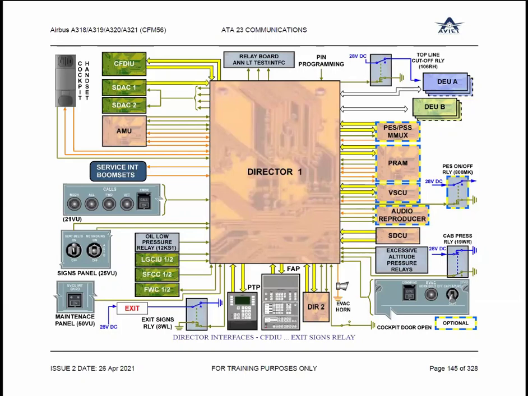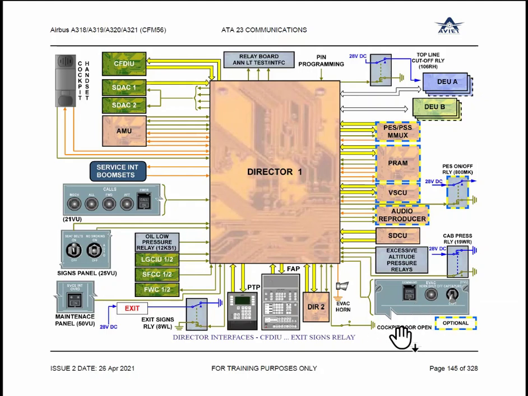Sir, the exit signs relay, have we discussed about it? Exit sign, this is the relay. Yes, this is the emergency light. It is discussed. Okay, sir. The excessive altitude pressure relays, we discussed this one. Excessive altitude pressure is for the cabin decompression. Cockpit door. Thank you, sir. Cockpit door we have not discussed. Okay. Means what?